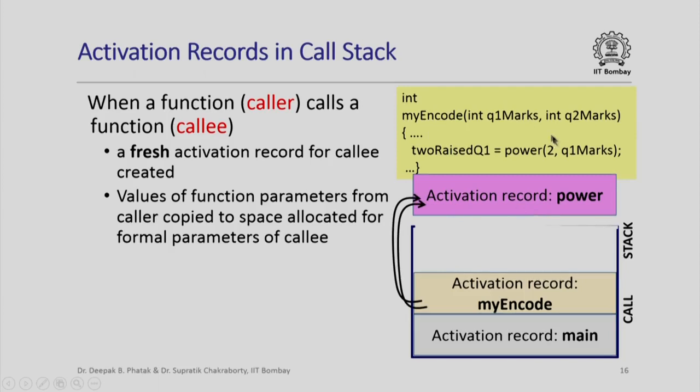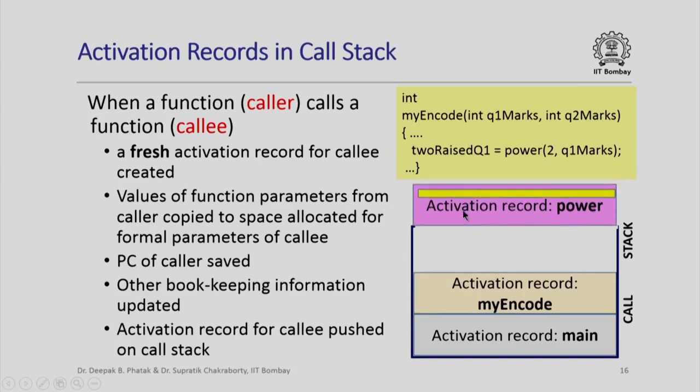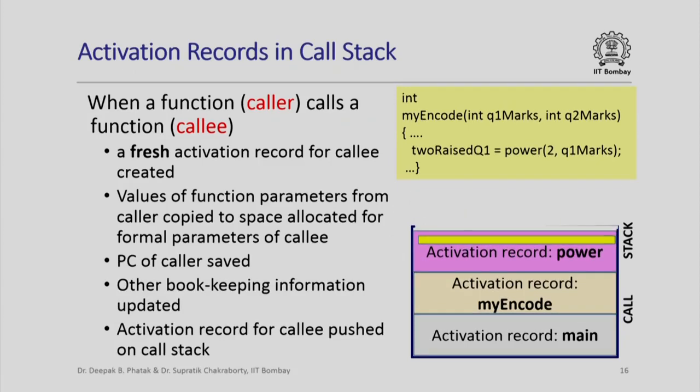The values of all these function parameters from the calling function to the called function get copied from the activation record of myencode to the activation record of power. The PC value of the caller, the address of the instruction that called this function power, is saved here in this yellow thin rectangle here. Other bookkeeping information is updated, and finally the activation record of the callee is pushed onto the call stack.